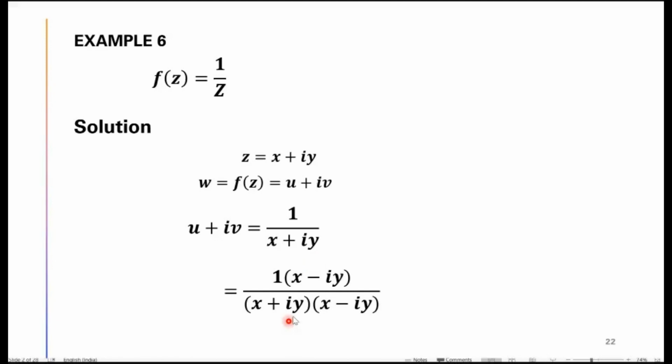तो denominator क्या हो जाएगा? Numerator will be x minus iy. Denominator will be a plus b into a minus b. ठीक है. That is a square minus b square. A square होता है x square यहाँ पे. What is b square? iy the whole square. तो क्या आएगा? What will be the denominator? Yes, x square plus y square. Very good. So I will get u plus iv to be x minus iy upon x square plus y square.